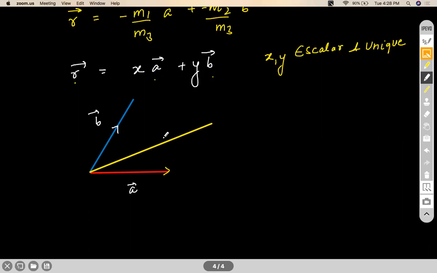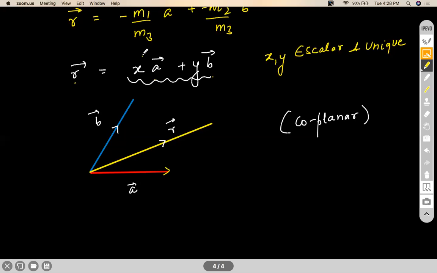Now I have purposely made them co-initial. They need not be co-initial, but what I'm trying to say is they are coplanar. So what does this theory say? This theory says that you may construct a parallelogram in such a way by fiddling with the magnitude or direction of A and B.